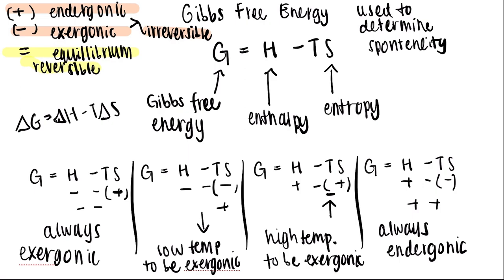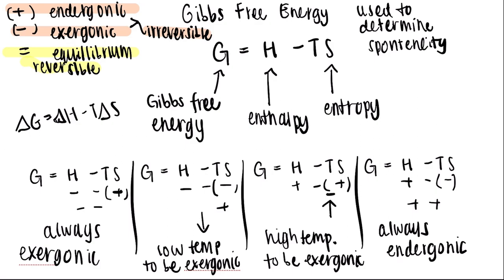So just remember, if you have a negative H or enthalpy, that's favorable. And if you have a positive S, that's also favorable. So you have two things going in your favor, so it's always going to be exergonic. The other way you can do it is mathematically. So you have a negative here and a positive here. So the negative times the positive will be negative. So a negative plus a negative is negative.